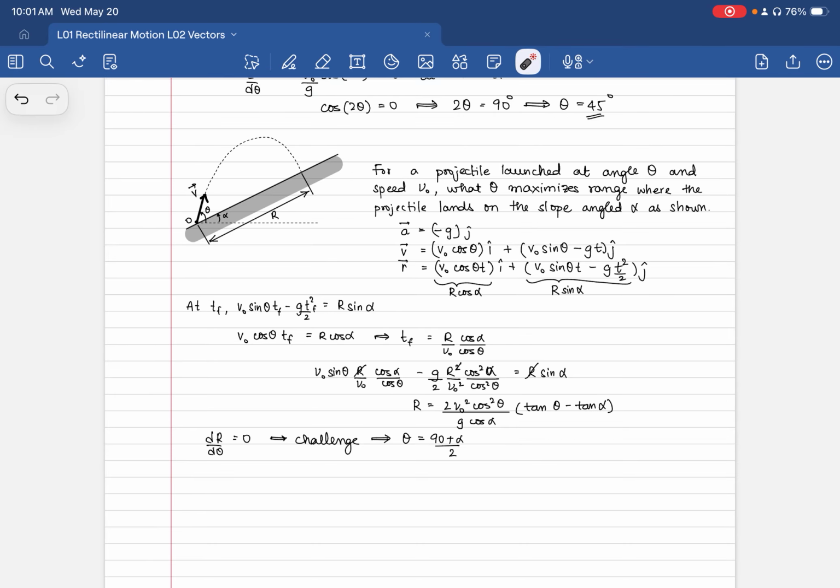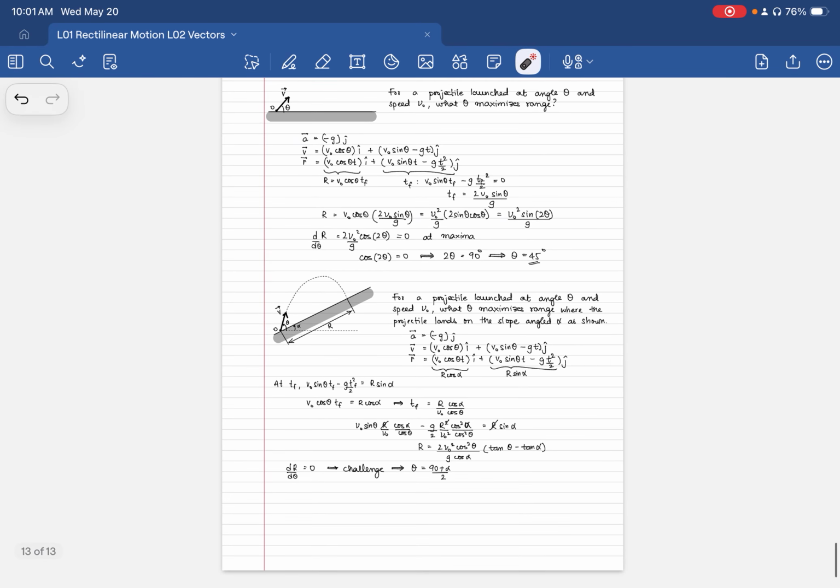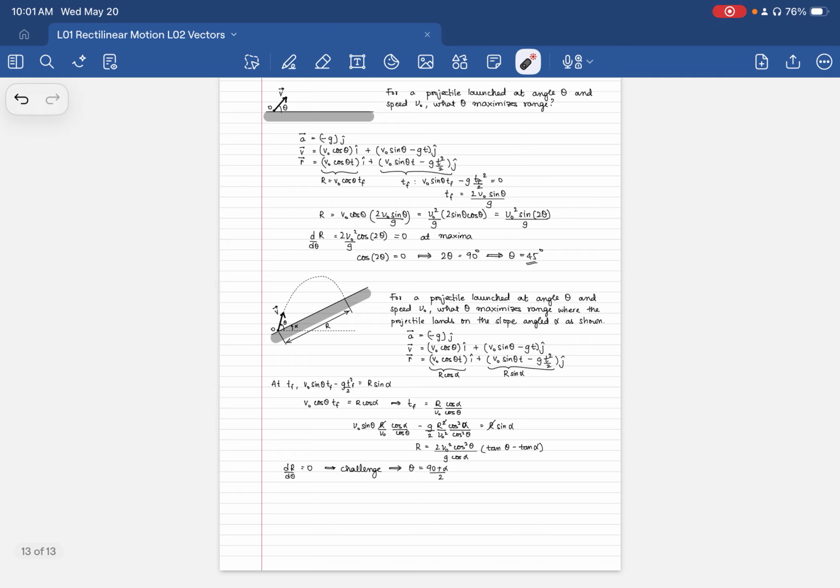Can we do a sanity check in some way? If you had that alpha was equal to 0, then essentially you have the same problem as above, right? And so your theta becomes 90 by 2, that's 45. So that's a sanity check to say that what we've done here also applies to this simpler problem that we just discussed. Okay, I hope this makes sense.